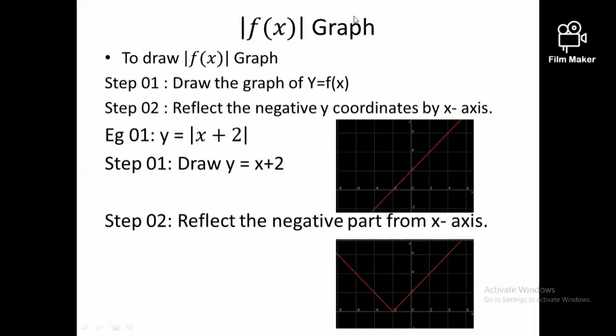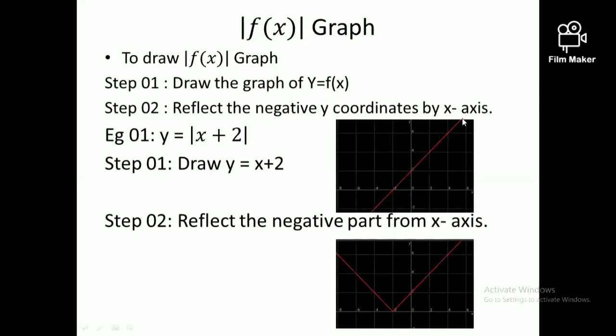Initially, we'll try to understand how to draw the modulus of f(x). That means the modulus on the entire function graph. For example, if you want to find the modulus of x plus 2 graph, how are you supposed to draw it? Step 1 is you have to draw the graph of y equals f(x). That means without the modulus, you have to draw just the x plus 2 graph. Then what you need to do? The second step is to reflect the negative y coordinates in the x-axis.